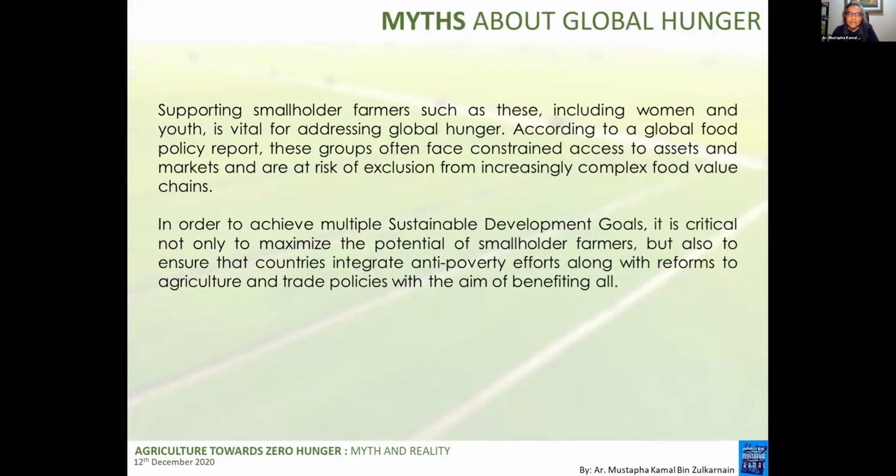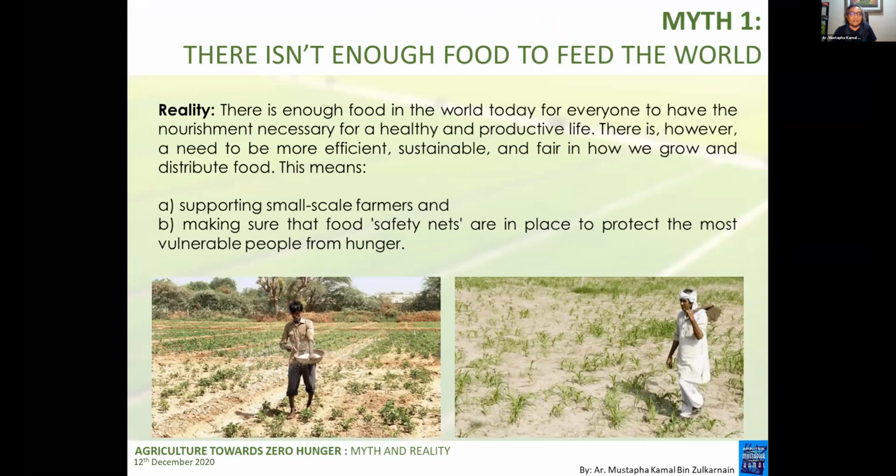So there are some myths about the imbalance between smallholder agriculture and big-time industrial agriculture. So there is inequality there. A lot of things are being pushed to the highly industrialized, but not to the smallholder farmers. In reality, you need to support the small-scale farmers, and make sure they have the safety nets in order for them to be fed and also to feed other people.